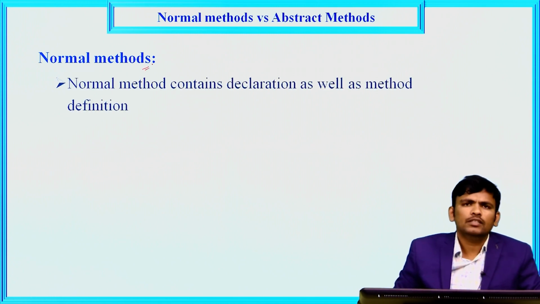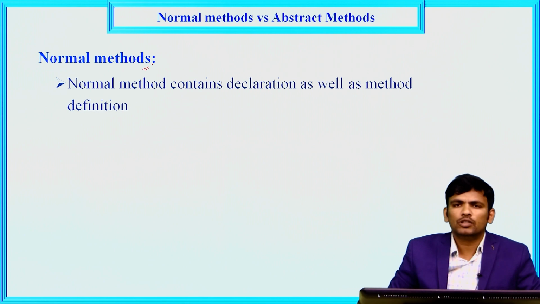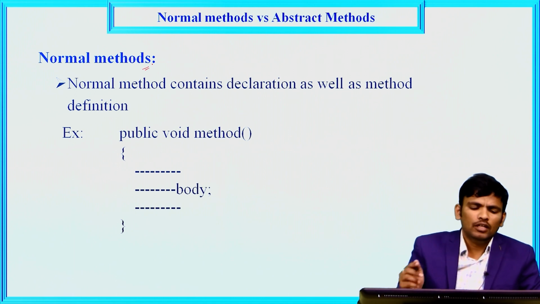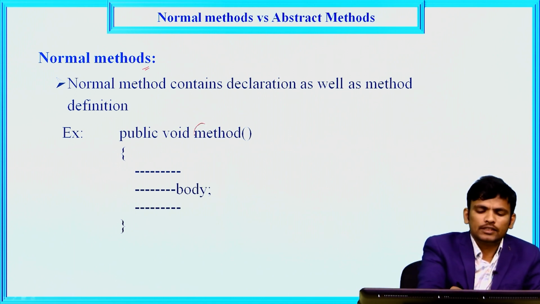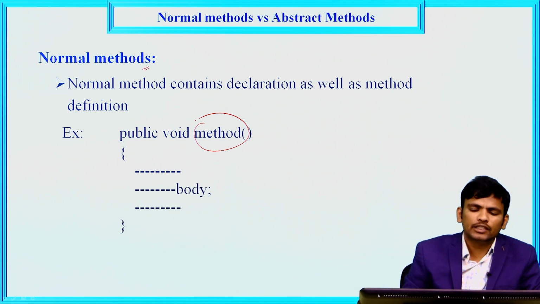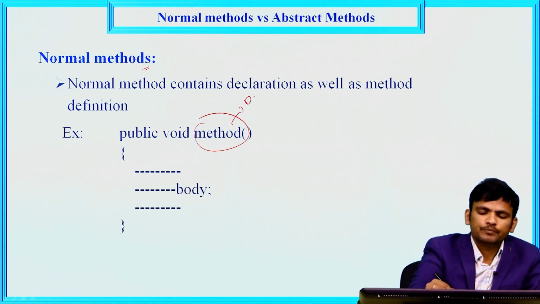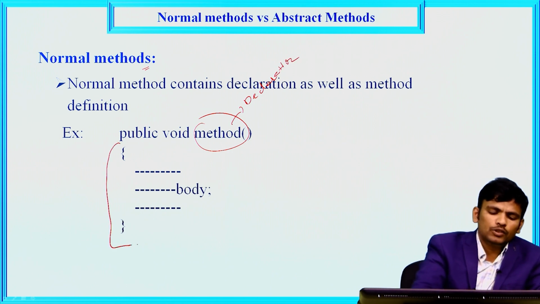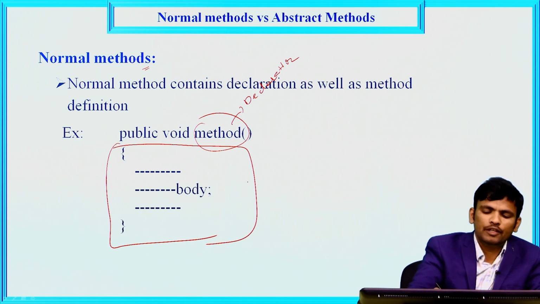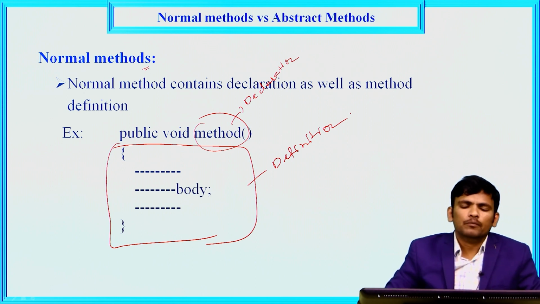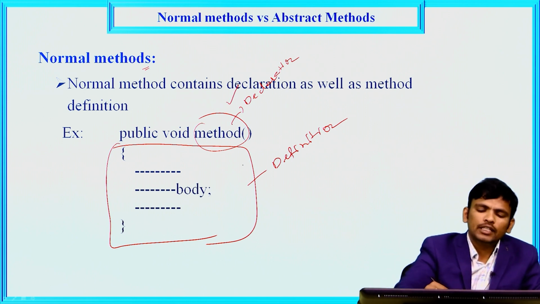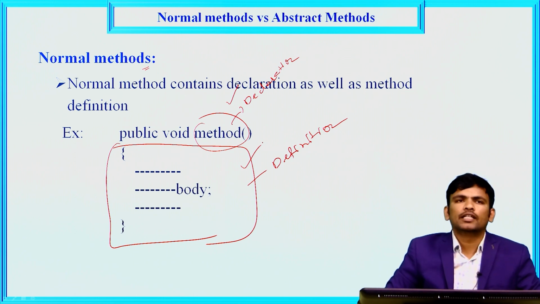Now, a normal method: if a method has both a declaration as well as a definition, it is a normal method. Suppose I take an example here. Here I have a method. This is the declaration part, and the method also has the definition part. The method which has both declaration as well as definition or implementation is nothing but a normal method. Okay.